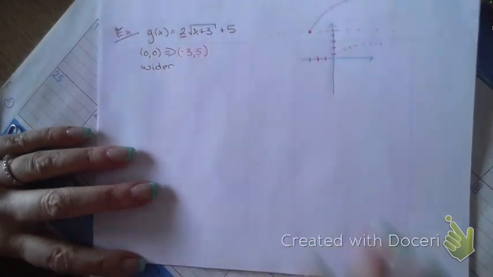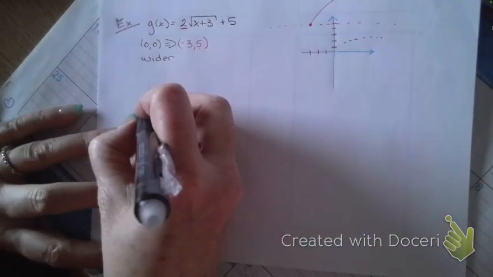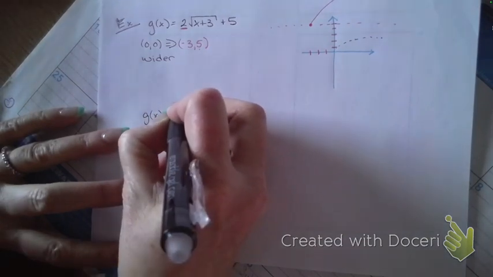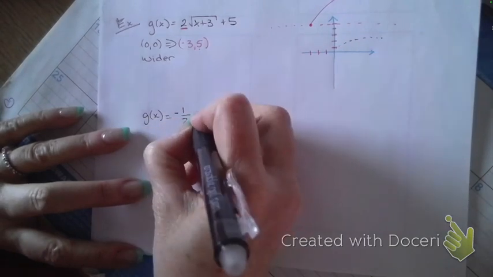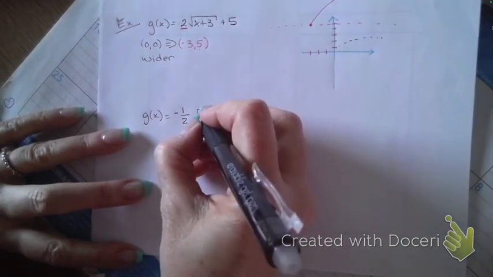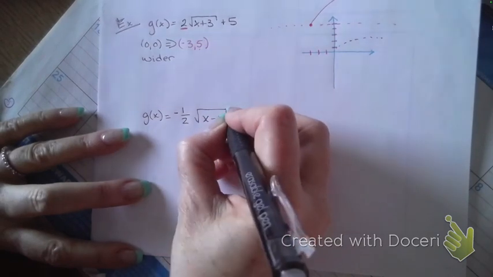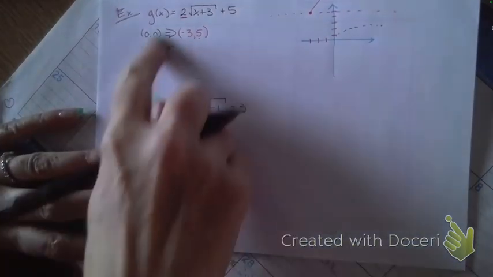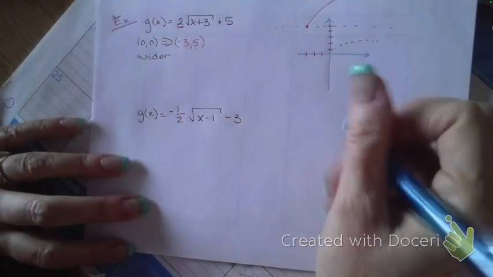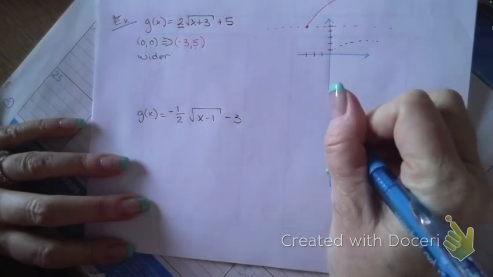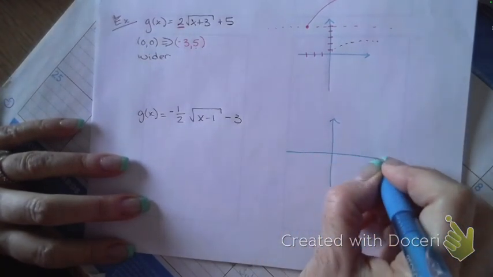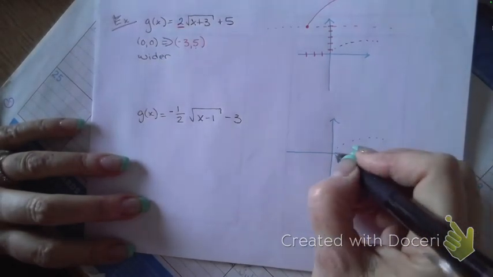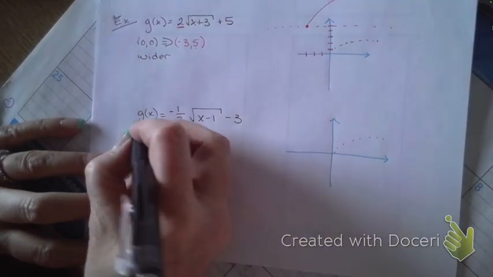Okay, and this one says graph. They do both say graph. g of x equals negative 1/2 the square root of x minus 1, minus 3. So we're going to identify the same thing we did here. Would I get closer to... So our parent function looks like this. 1 and -3. Okay, so 0, 0.